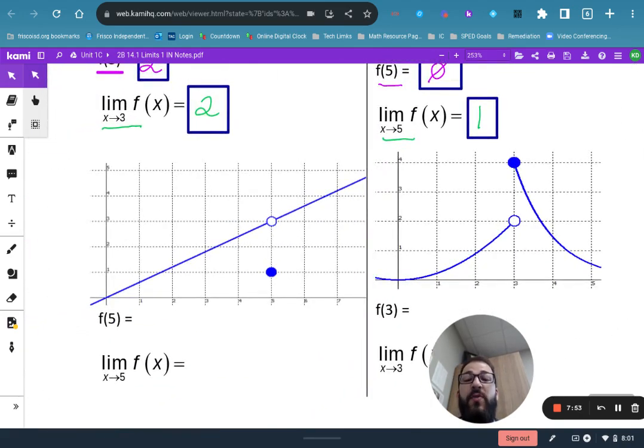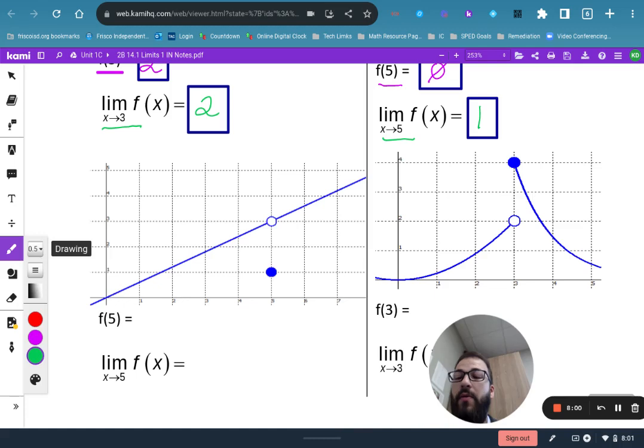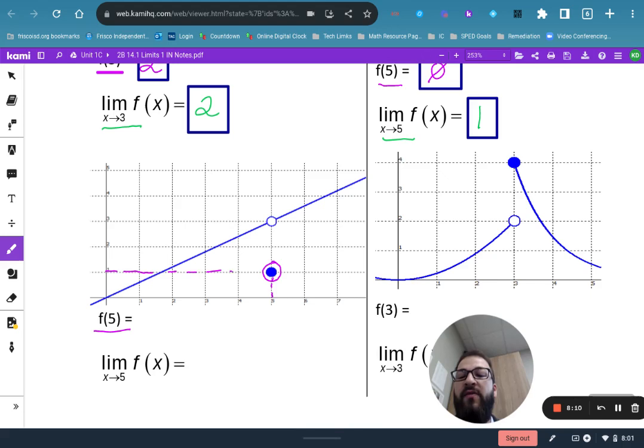So I have this function here where it's got a hole, but then it actually has a point in the exact same spot. So for our function value, we have f of 5, so I'm going to an x value of 5. I'm going to go up. I find my point right here. It's at a y value of 1, so my function value would be 1.